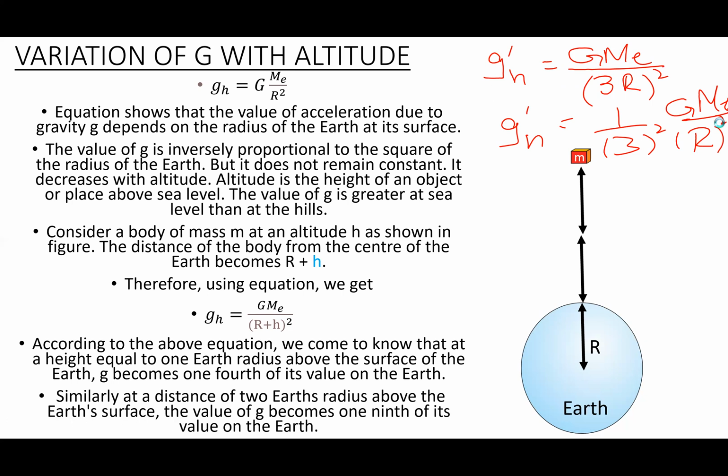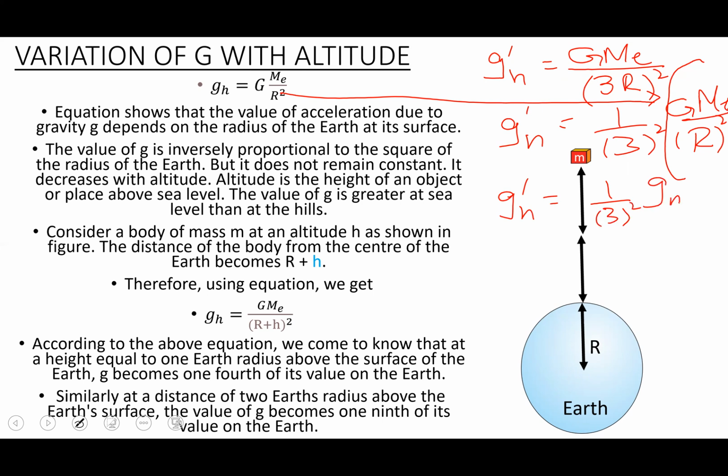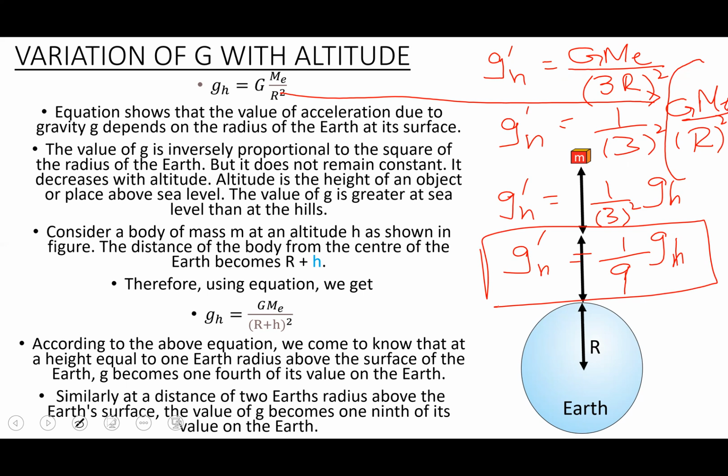So this part over here will become the value of g_h. So the value of g_h dash, that means the change in g, will be 1 over 3 square into g_h. If we put in the value, 3 square is equal to 9, so it is 1/9. That means g_h will decrease 1/9 times when it is taken 3 times the radius of the Earth from the center of the Earth.